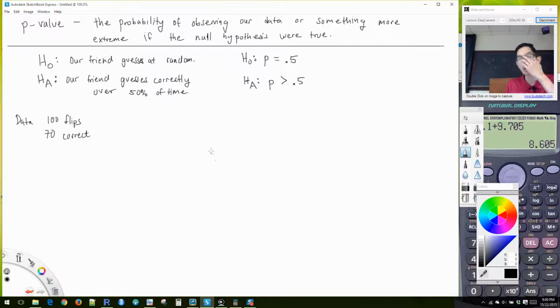Okay, so our p-value, how would we get our p-value in this scenario? P-value is the probability of getting what? 70 or more correct just from random guessing, right?